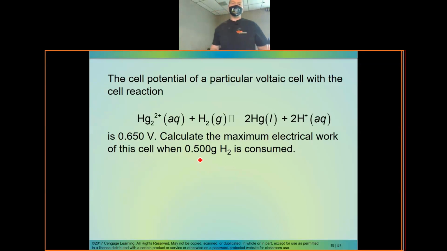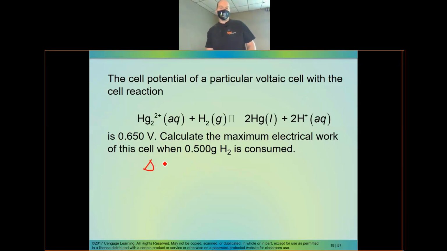So we found the delta G. Delta G was equal to work max, which was equal to negative nFE. They gave us the E value, 0.65. F is Faraday's constant. Moles of electrons was 2 moles of electrons transferred. So we found the delta G, but the units are in joules per mole. But it didn't say how much you get for a mole. It said, what is the maximum work when 0.5 grams of hydrogen is consumed?